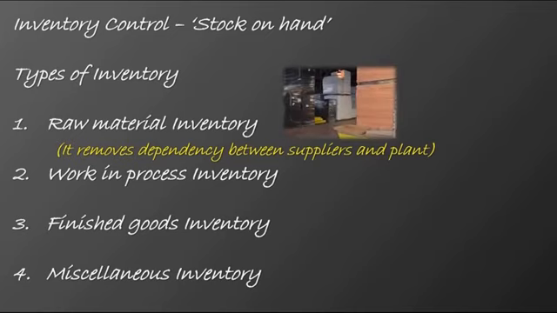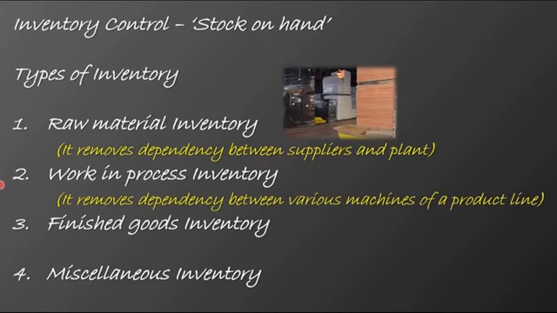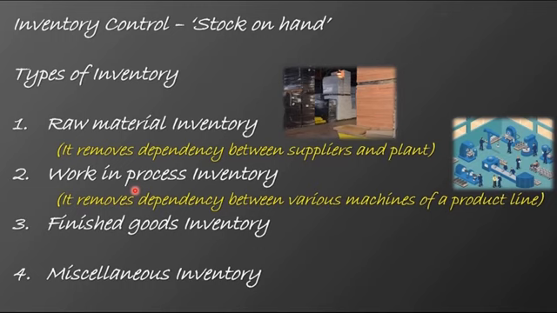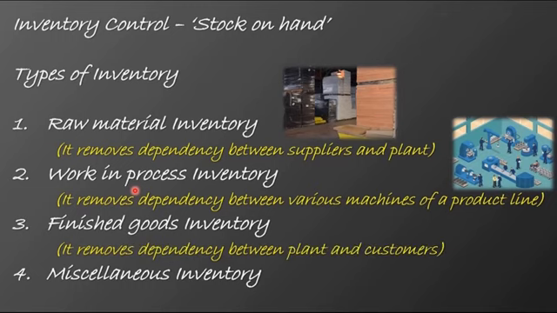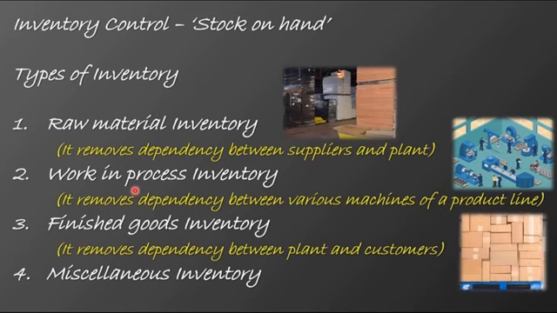Raw material inventory removes dependency between suppliers and plant, whereas work in process inventory removes dependency between various machines of a product line. Finished goods inventory removes dependency between plant and customers, and miscellaneous inventory provides cushioning within different machines. For example, cotton waste, oil, nut and bolts. So inventory of spares comes under the category of miscellaneous inventory.